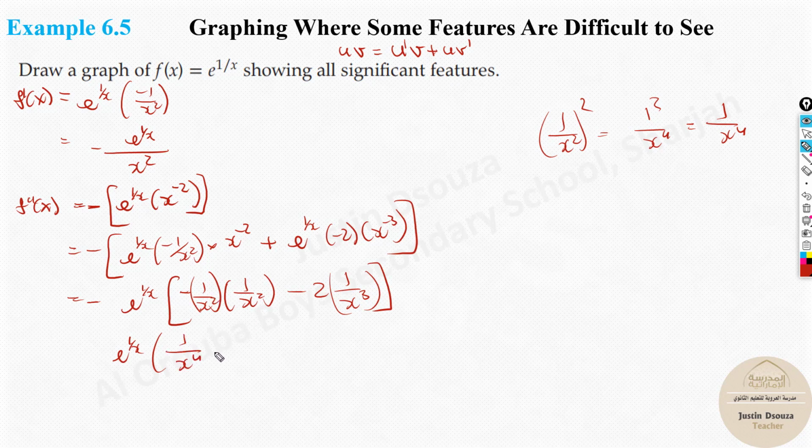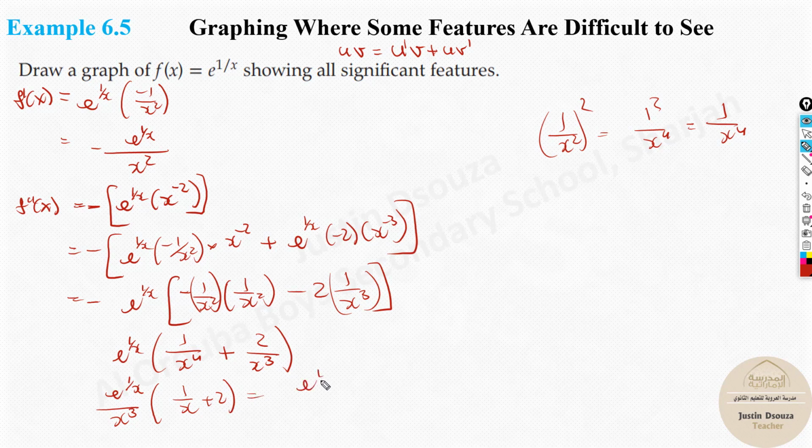1 by x to the power 4 plus, because minus has been multiplied, both will become plus 2 by x cube. This is the answer. Now here, how many terms can be taken out common in the denominator? Power 3 can be taken out. So it will be e to the power 1 by x divided by x cube outside. What's remaining is 1 by x plus 2.